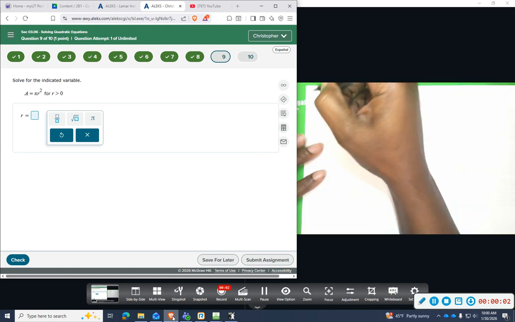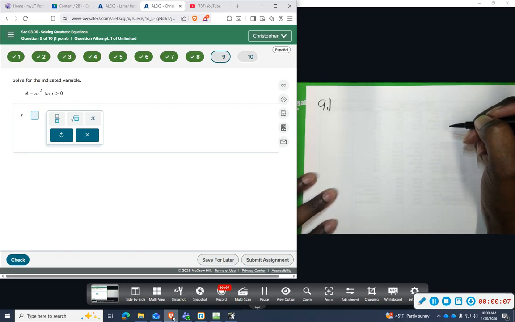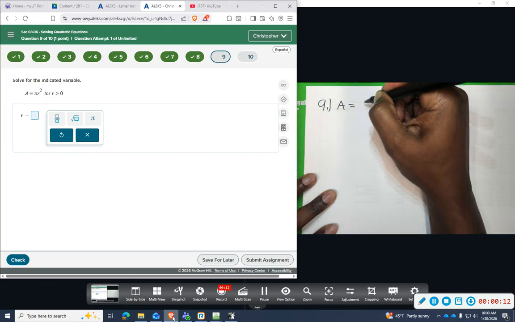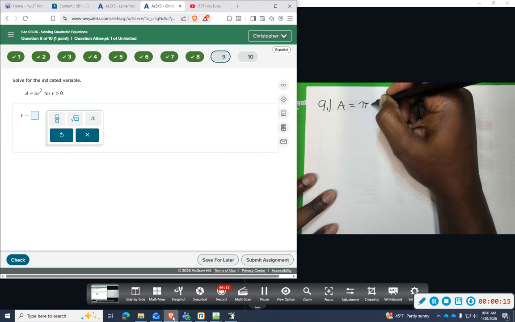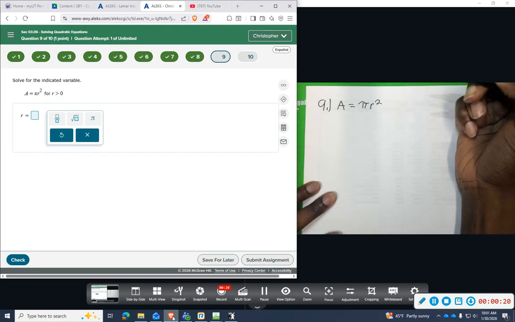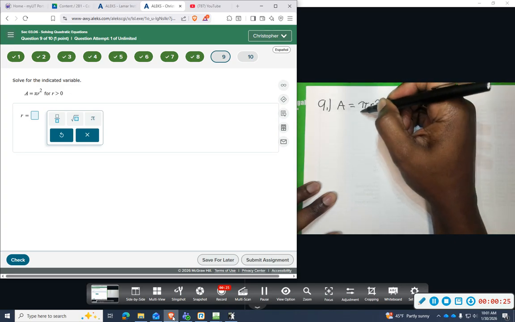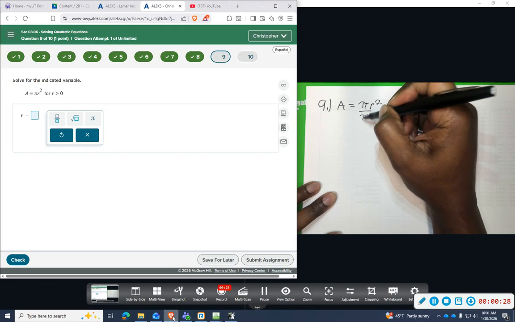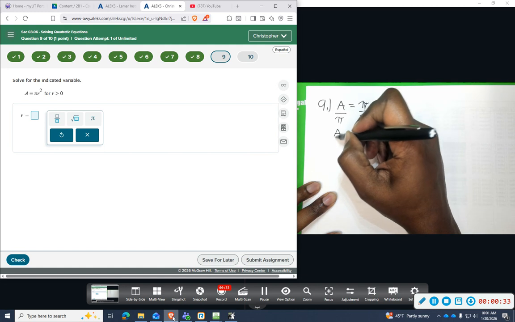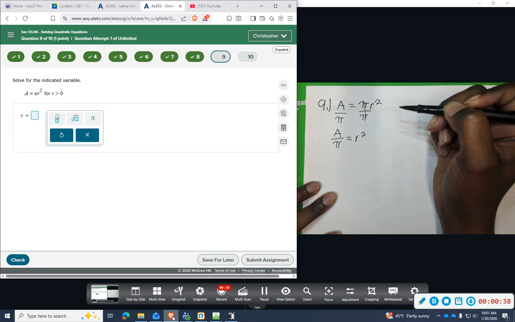All right, number 9, we want to solve for the indicated variable. We have area, pi r squared, the formula for the area of a circle. We want to solve for r. To do that, we've got to get rid of the pi being multiplied, so we have to divide by pi. And so we end up with A divided by pi is equal to r squared.